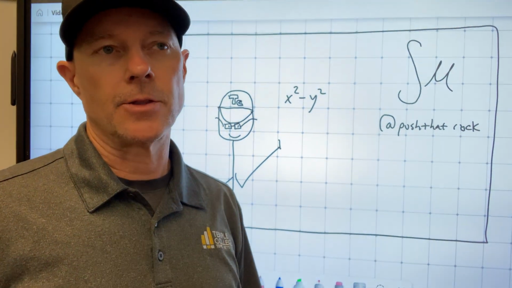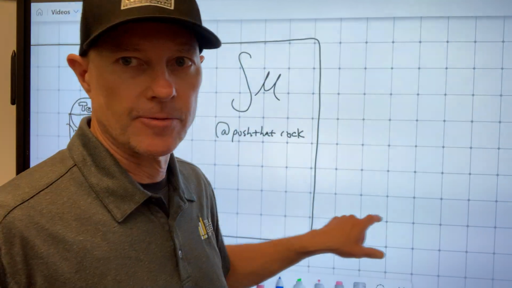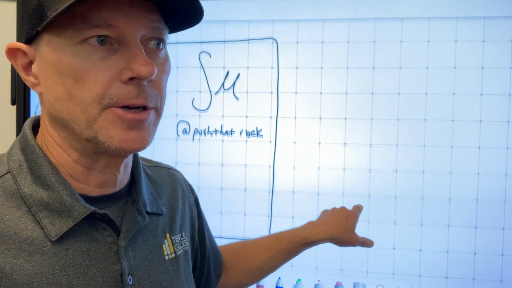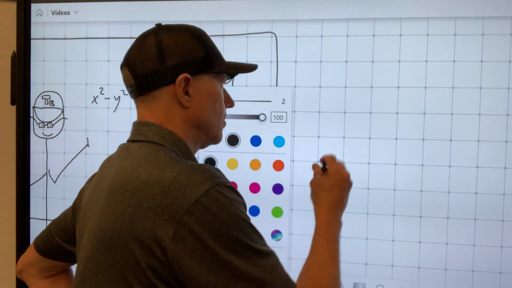Let's discuss the difference of squares rule. To understand the difference of squares rule, you have to have a little experience multiplying binomials that are conjugates of one another. So let's do one of those.